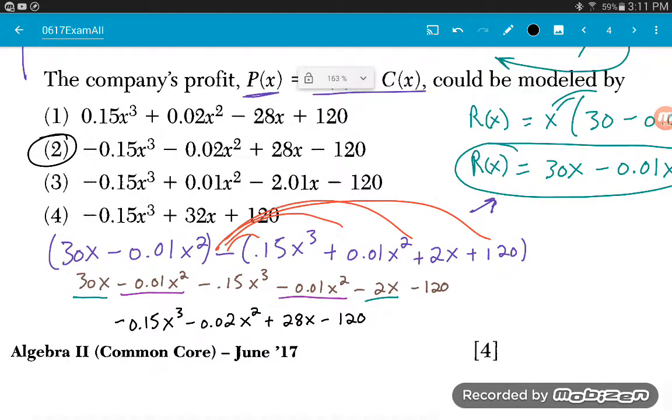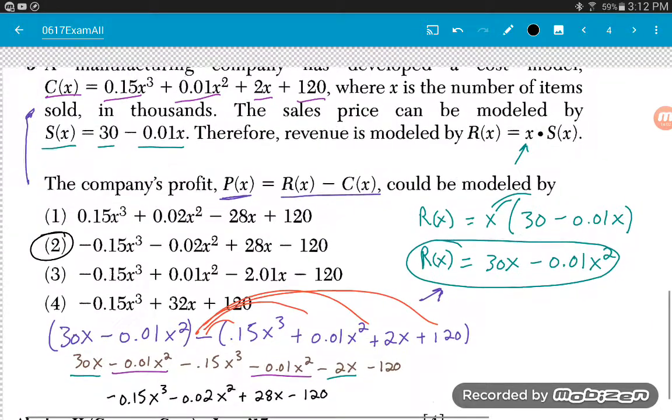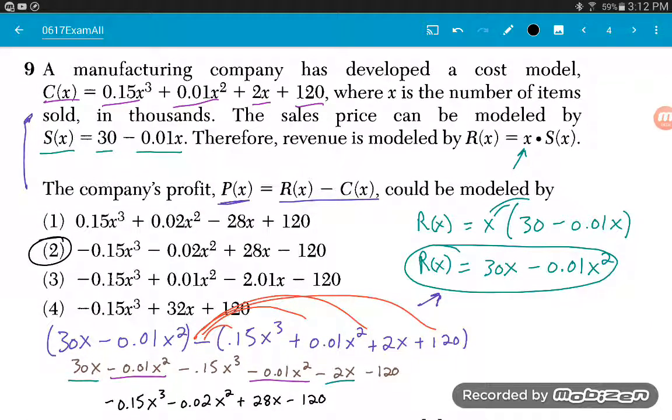Option number 2. Go back to the full work if you want to take a look at it. Pause on that for a second, see where everything came from. Feel free to rewatch it. I know it's a lot. I'll move on to number 10.